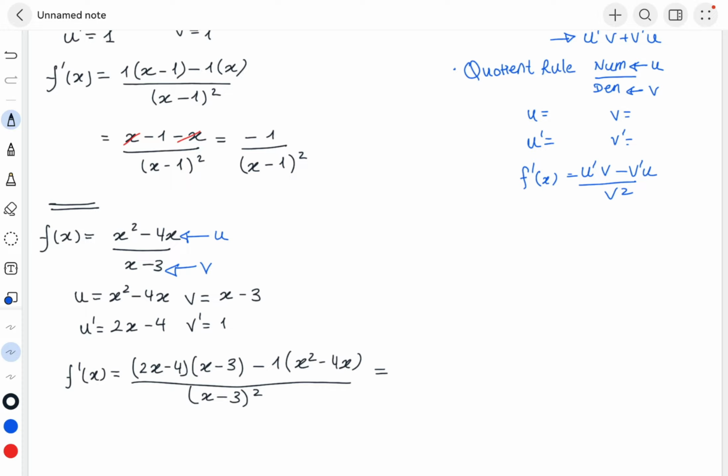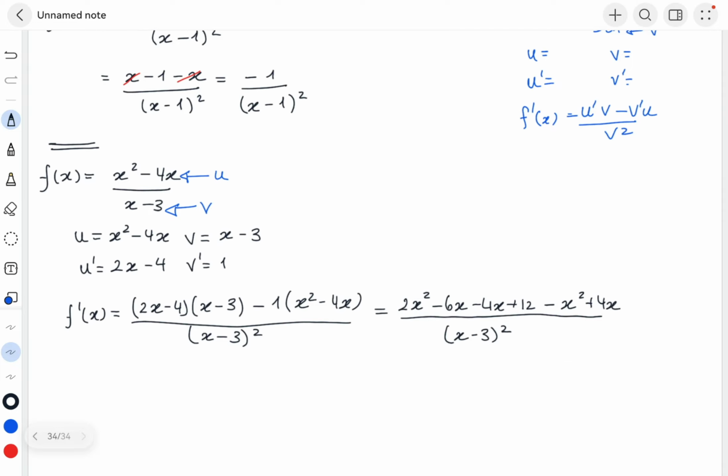Now we can expand the numerator if you want. So we multiply 2x by x, we'll have 2x squared. 2x by negative 3 will give negative 6x. Negative 4 multiplied by x is negative 4x. And negative 4 multiplied by negative 3 is positive 12. Minus x squared and plus 4x, all over x minus 3 all squared.